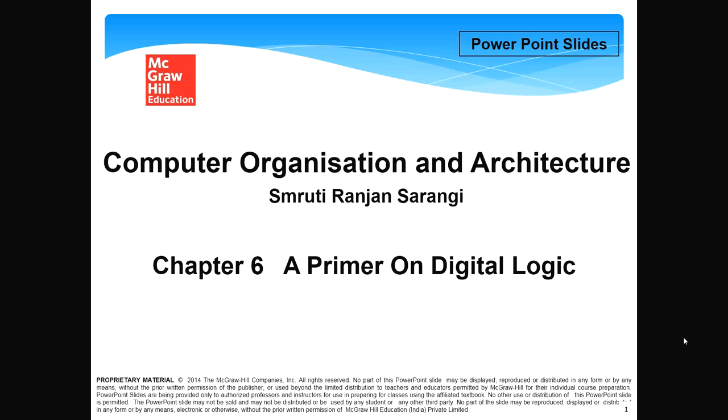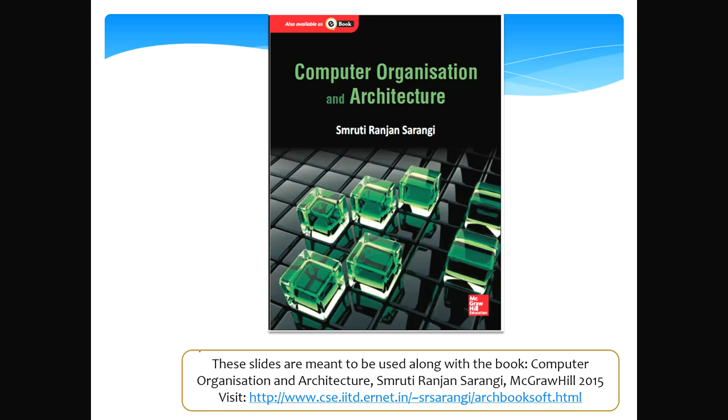Now, given that we have a decent idea of what assembly languages are, we want to build an actual processor. So what we will be discussing in this chapter is essentially the building blocks of actual processors. I want to repeat once again that this is chapter 6 of the book Computer Organization and Architecture. This has been published by McGraw-Hill in 2015.